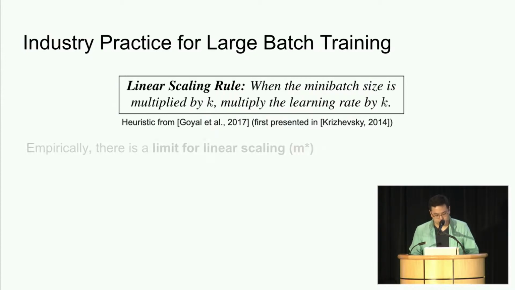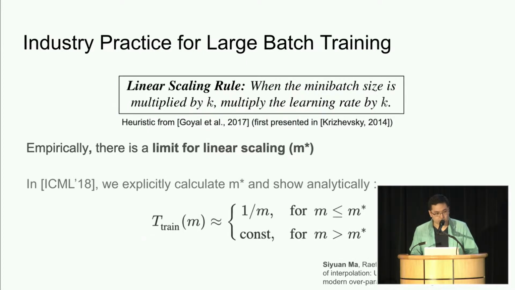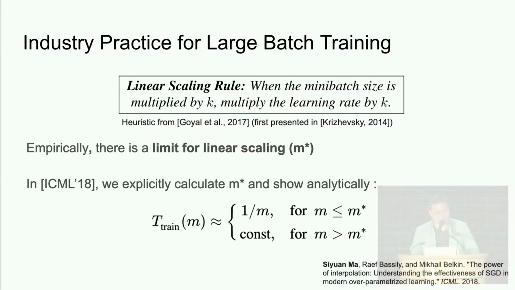However, a lot of empirical evidence has shown there is an upper limit for this rule, the limit of linear scaling, which we call m star. In our recent paper, we show that analytically we can calculate this m star from a formula, and also how the wall-clock training time correlates with the batch size. When you choose a batch size m that's smaller than or equal to m star, your training time is almost linear in 1 over m, which implies that when you double your batch size, you can almost halve your training time. This is assuming you have enough computing resource.